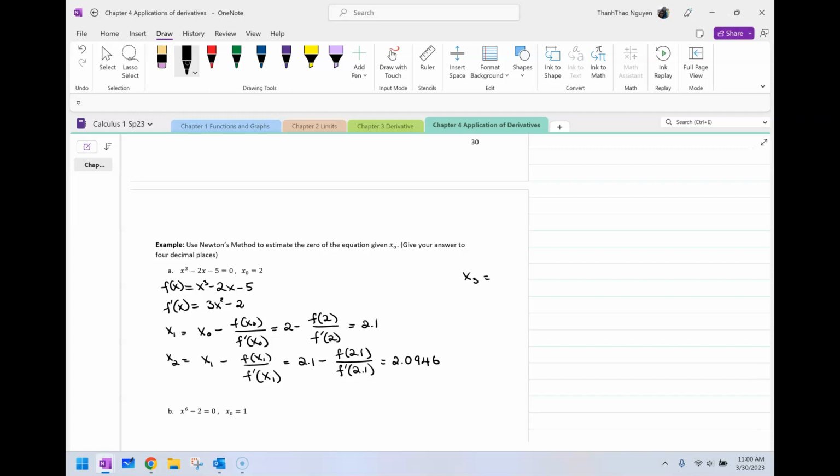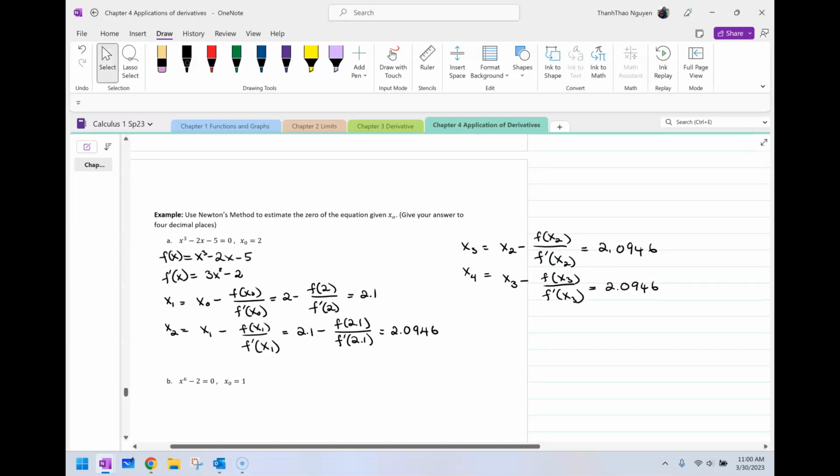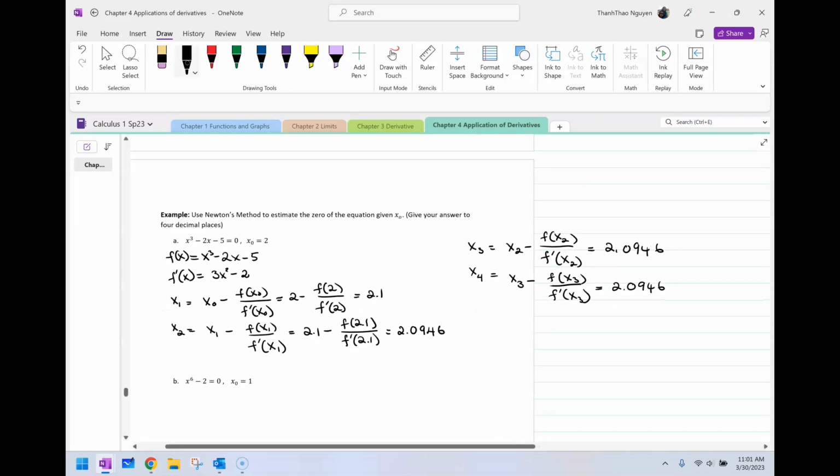x sub 3 equals x sub 2 minus f of x sub 2 divided by f prime of x sub 2. This value equals 2.0946. Looks like it converges to the same value. Let's go ahead and see what x sub 4 is. x sub 4 equals x sub 3 minus f of x sub 3 divided by f prime of x sub 3. It also equals 2.0946. So this is telling us this is a pretty good approximation for the zero of this function.